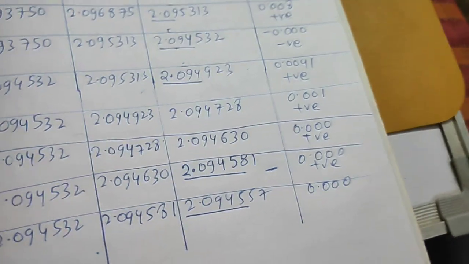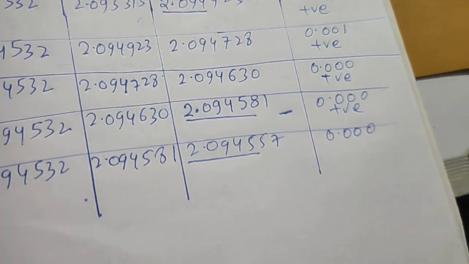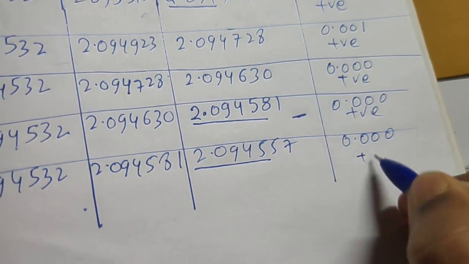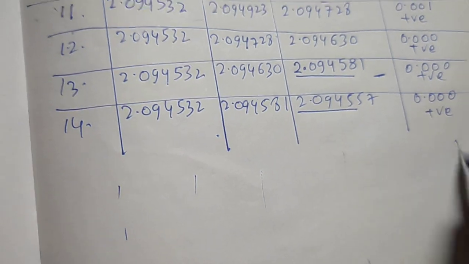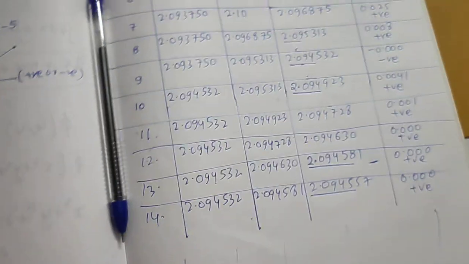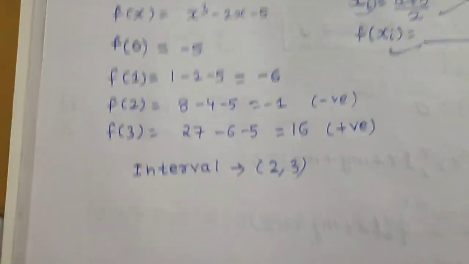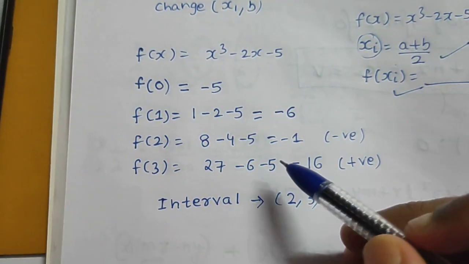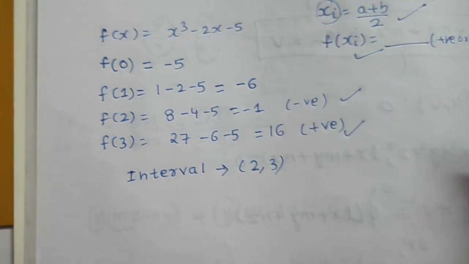So as you can see, the value of function has started reaching 0. That means you have reached much closer to the root, and this is positive, and you can continue if you wish, but I think they will not ask you much more than this. Okay, and as I told you, if you want to lessen the number of iterations, you know that the root is lying between 2 and 3.